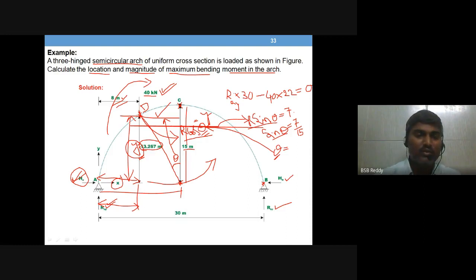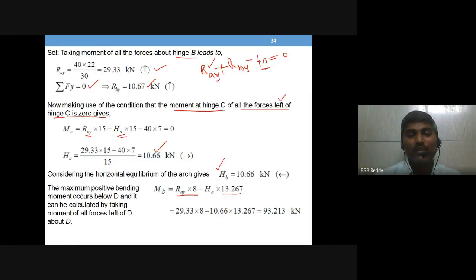R_Ay is a known value, already estimated, and H_A into the vertical distance is Y. As you can see, both the directions are opposite. One is going to create a clockwise moment, the other an anti-clockwise moment. Hence, you are going to have opposite signs here. R_Ay into 8 is positive, and H_A into 13.267 is negative. Upon calculation, you get 93.213 kilonewton-meters as the maximum bending moment, and that is at the point load, where the point load is acting.